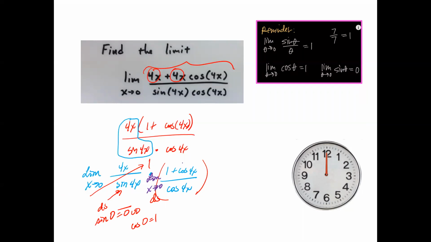Well, cosine of 0 is just going to give me 1. So here I have a 1 plus 1, divided by cosine of 0. Well, that's also going to be a 1. So that's what's going to happen. 1 times 2 over 1 is just going to give me a 2.